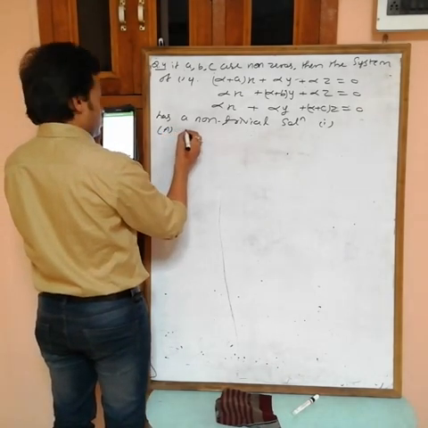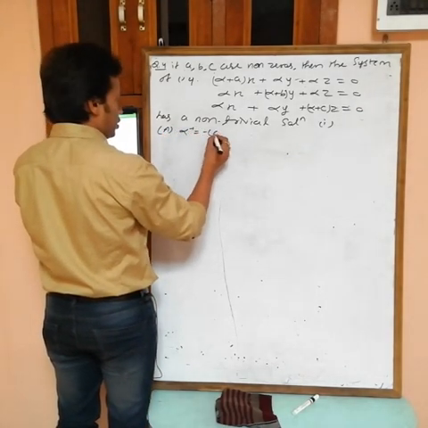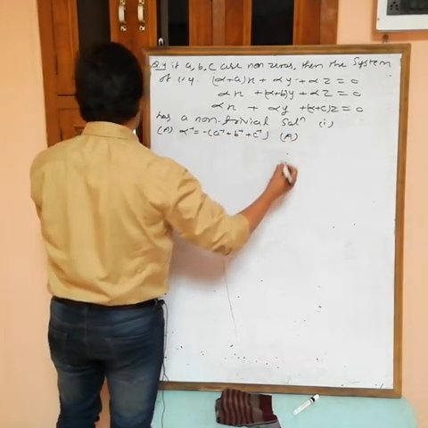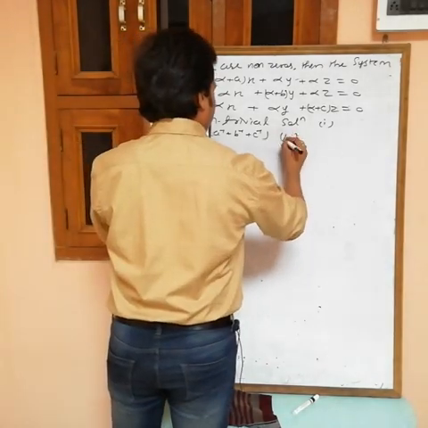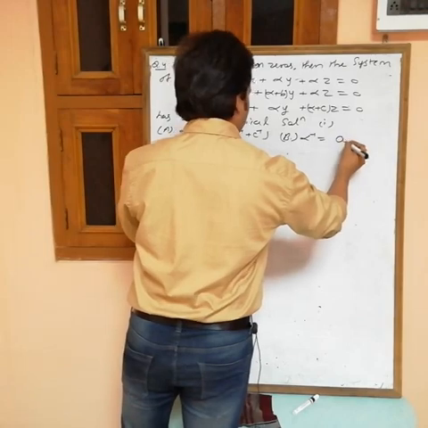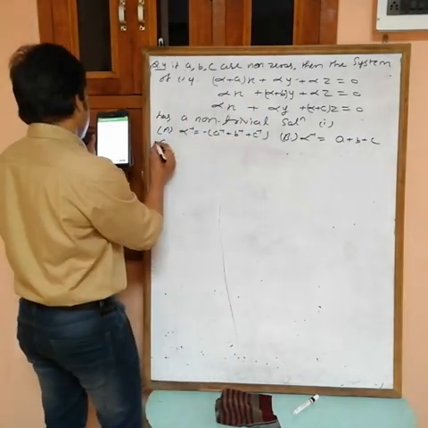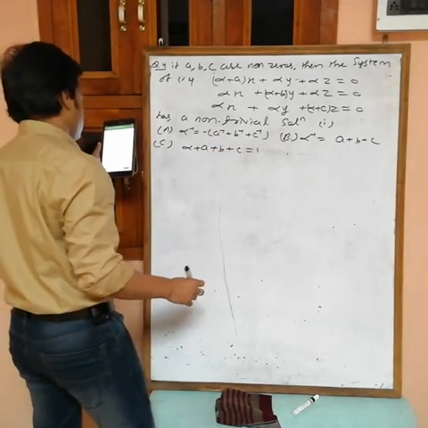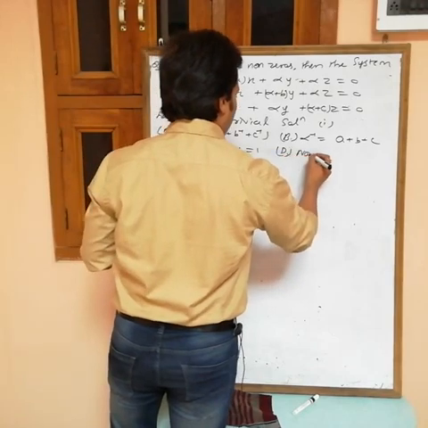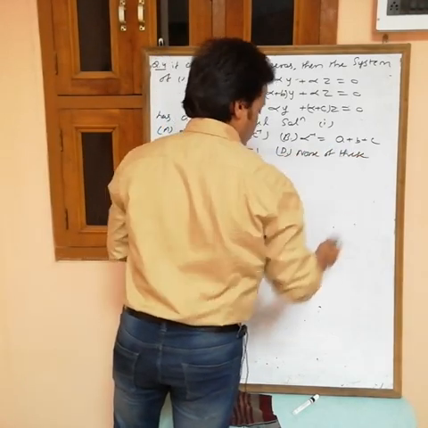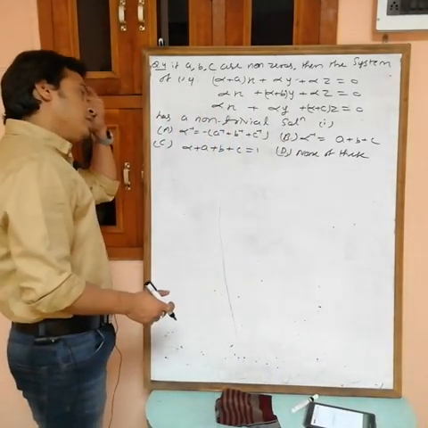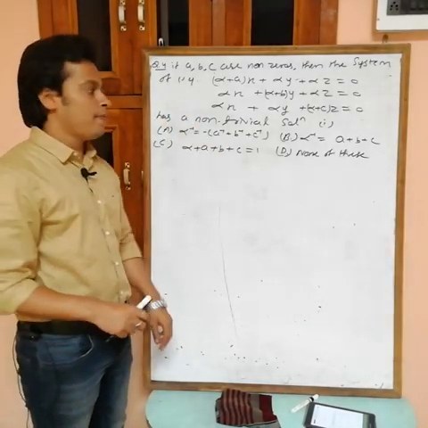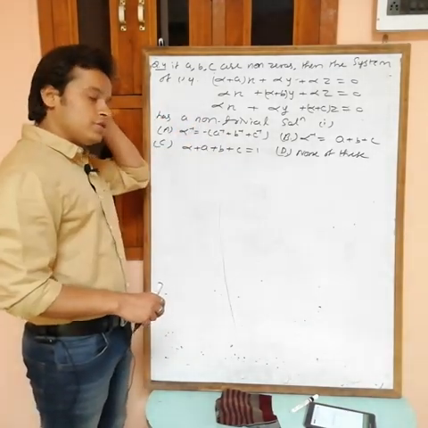Option A, alpha inverse is equal to minus of A inverse plus B inverse plus C inverse. Option B, alpha inverse is equal to A plus B plus C. Option C, alpha plus A plus B plus C equals 1. And option D, none of these. This is the question. It is given that this system of equations has a non-trivial solution, then what is the condition? Which option is correct?